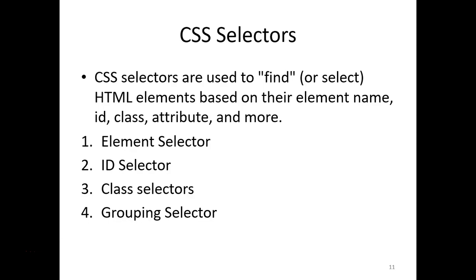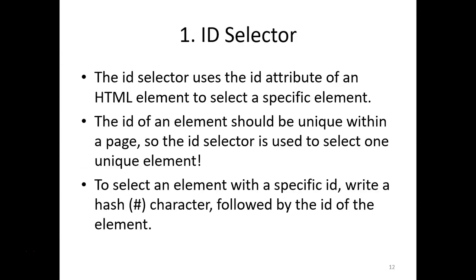Now, there are different selectors in CSS. They are used to find or select HTML elements based on their element name, ID, class, attribute and more. There are four types of CSS selectors. You can have element selector, ID selector, class selector or grouping selector. Now we will see how these selectors work.